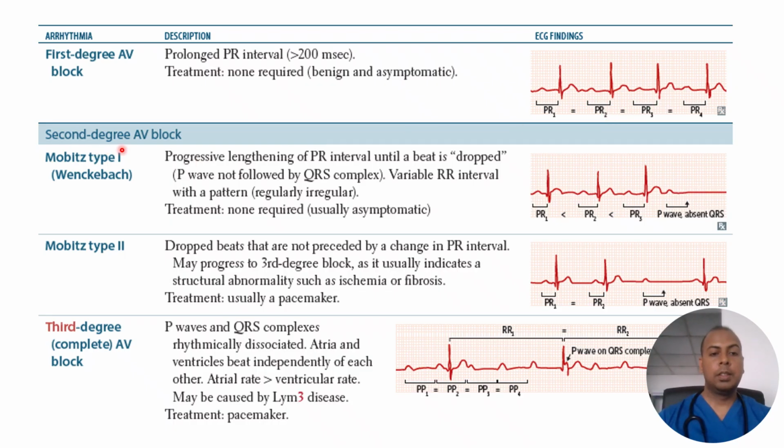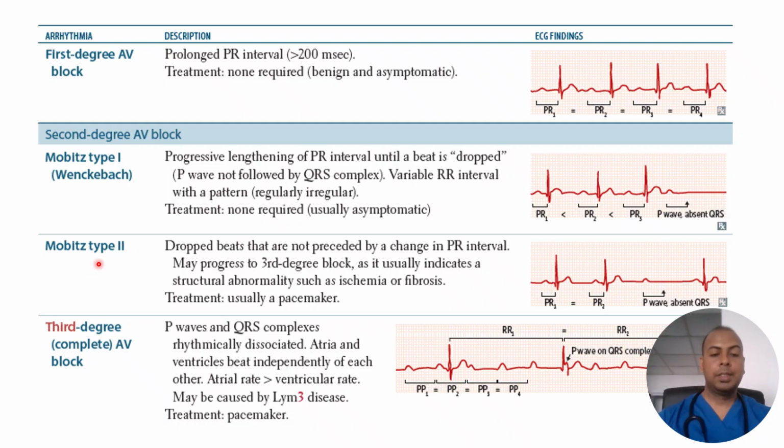In the second degree AV block, there's Mobitz type 1, also known as Wenckebach, where you would have progressive lengthening of the PR interval until a beat is dropped. As you can see in this picture here, you can see the PR interval progressively getting longer until there's no QRS after a P wave.